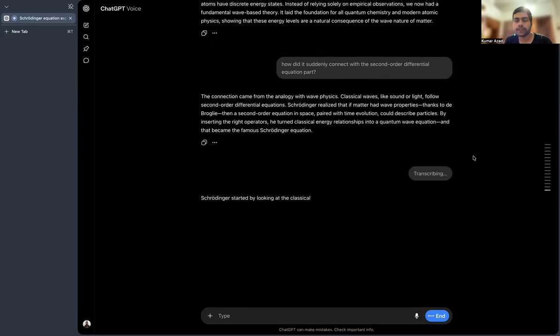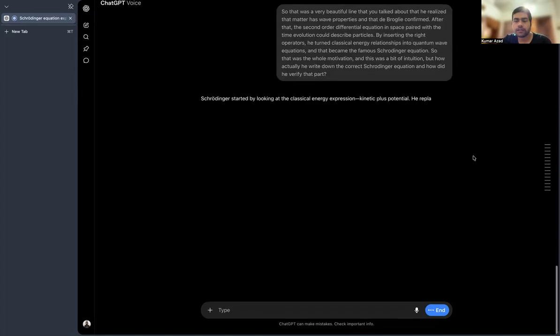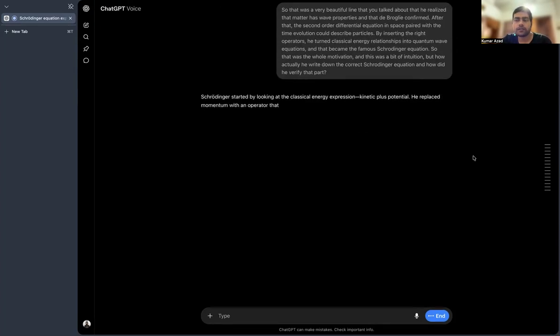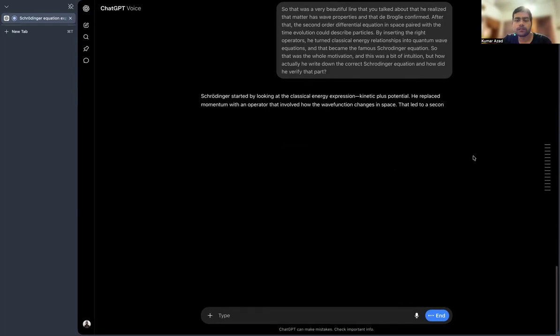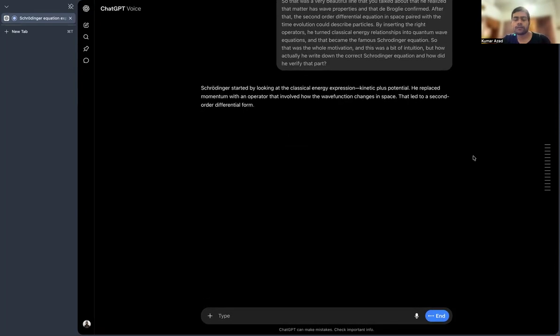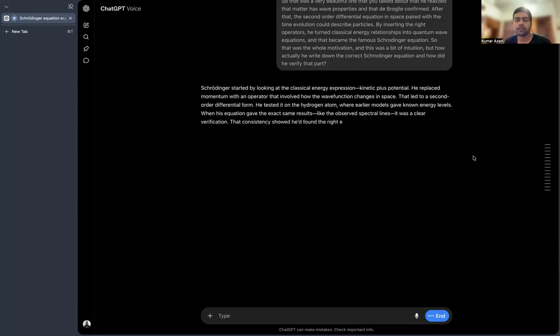Schrödinger started by looking at the classical energy expression, kinetic plus potential. He replaced momentum with an operator that involved how the wave function changes in space. That led to a second order differential form. He tested it on the hydrogen atom, where earlier models gave known energy levels. When his equation gave the exact same results, like the observed spectral lines, it was a clear verification. That consistency showed he'd found the right equation.